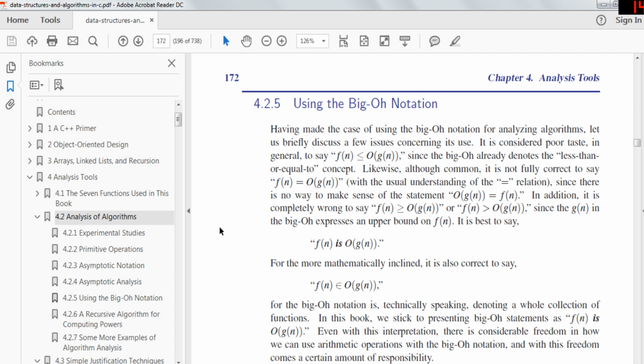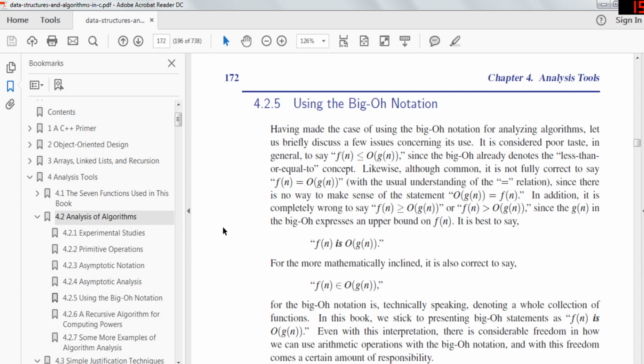In addition, it is completely wrong to say f of n is greater than or equal to O of g of n, or f of n is greater than O of g of n, since g of n gives an upper bound on f of n. It is best to say f of n is O of g of n. So they're just telling us the best way to say it, okay? That's all this paragraph is saying. The best way to say it is f of n is O of g of n, okay?